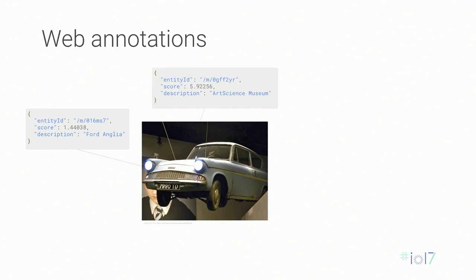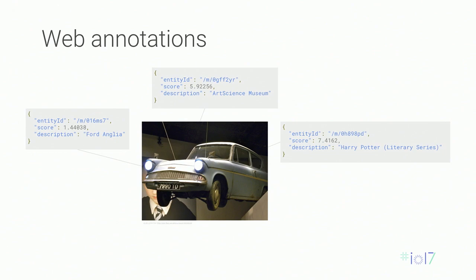And then it also returned Art Science Museum, which is a museum in Singapore where the car is currently on display. And then finally, it tells us that this picture is indeed from Harry Potter. We get this all just by sending the image to the API.